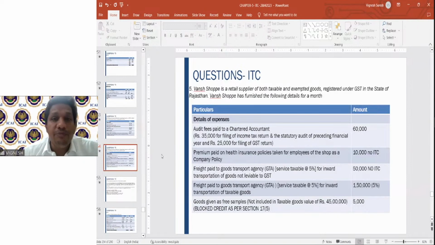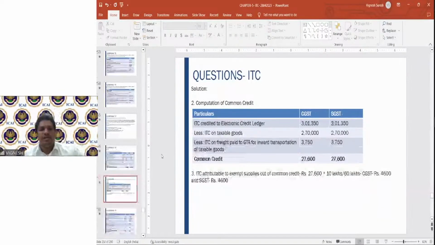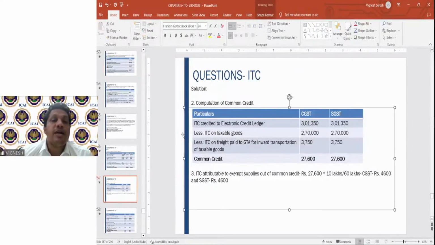Whereas in the previous problem, we claimed it and then we removed it. The way of solving the problem is different. Ultimately, the end result of the total solution will be the same. Fine. So how do you work out the common credit? First, take the credit that goes to the credit ledger, that you already know. From there, you remove whichever ITC is exclusively attributable to the taxable supply. So first one, obviously taxable goods, the 2.7 lakhs is exclusively for taxable purposes, remove that. RCM exclusively for taxable goods, remove that. Others are all common. 27,600 each will be the common credit.